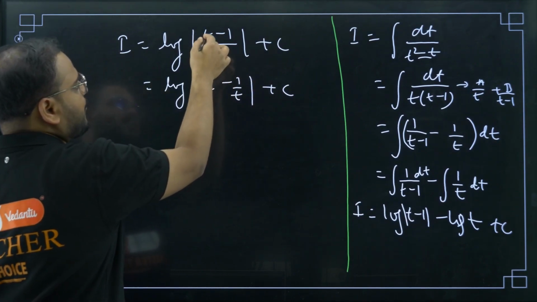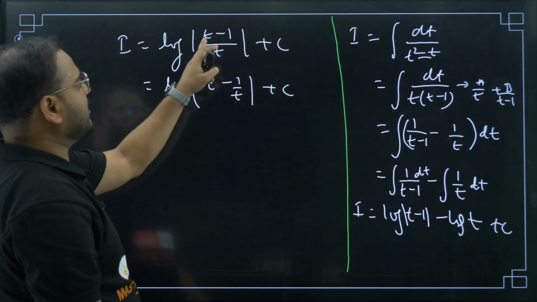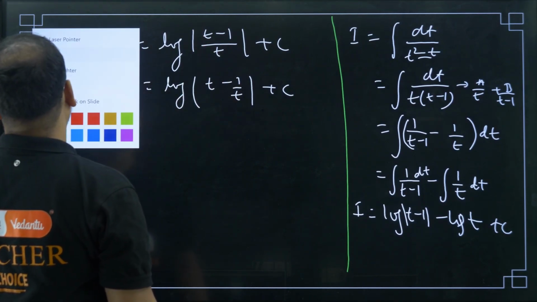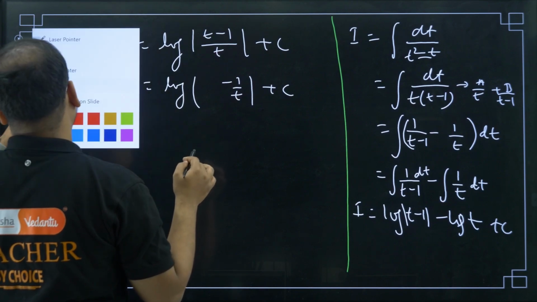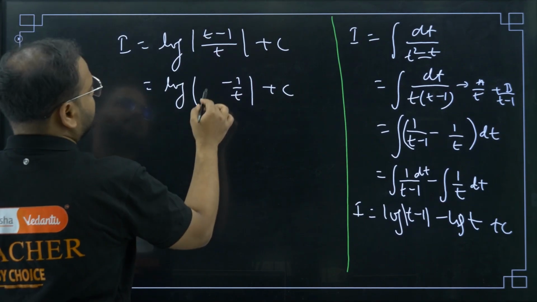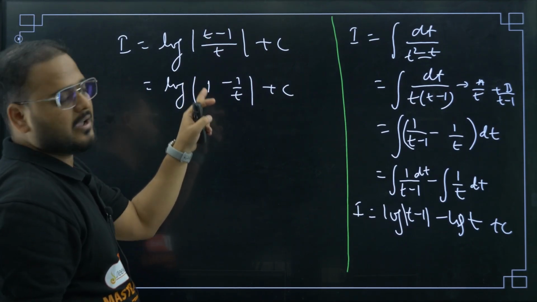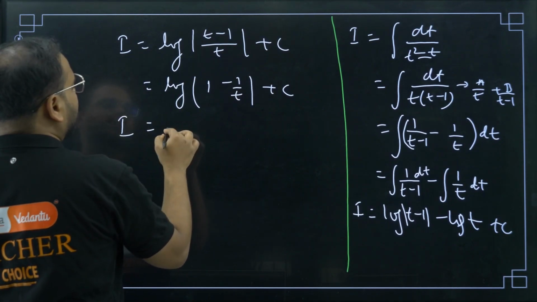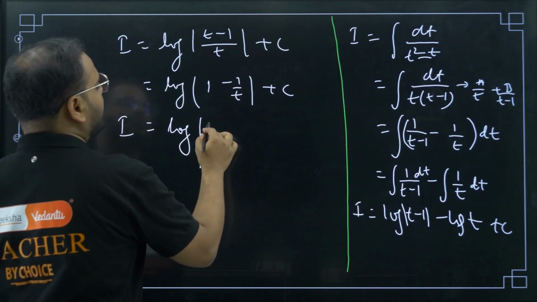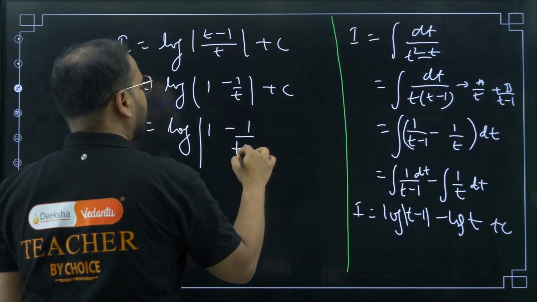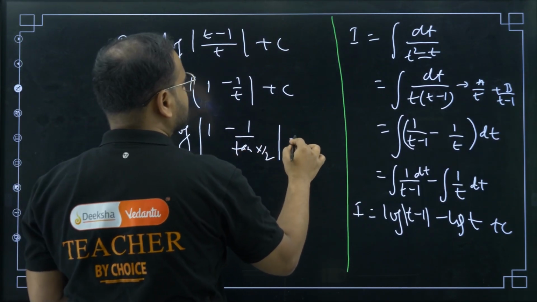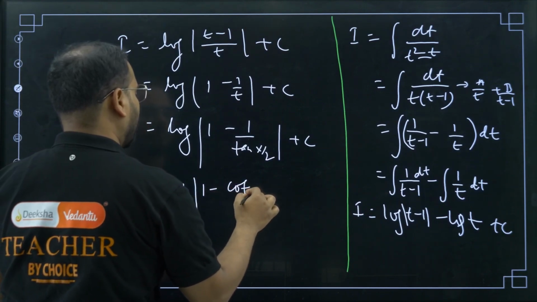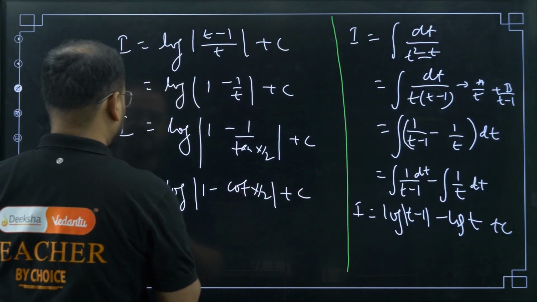I have taken this division. T minus 1 upon t is there, so it will become t upon t minus 1 upon t. It will become not t, it will become simply 1, bacha. Please have a look. T upon t will be 1 and minus 1 upon t will be simply minus 1 upon t. What's the t value? Please understand this. T value is going to be 1 upon tan of x by 2 plus c. How much is this? Tell me. Log of 1 minus cot of x by 2 plus c. This is my final answer.